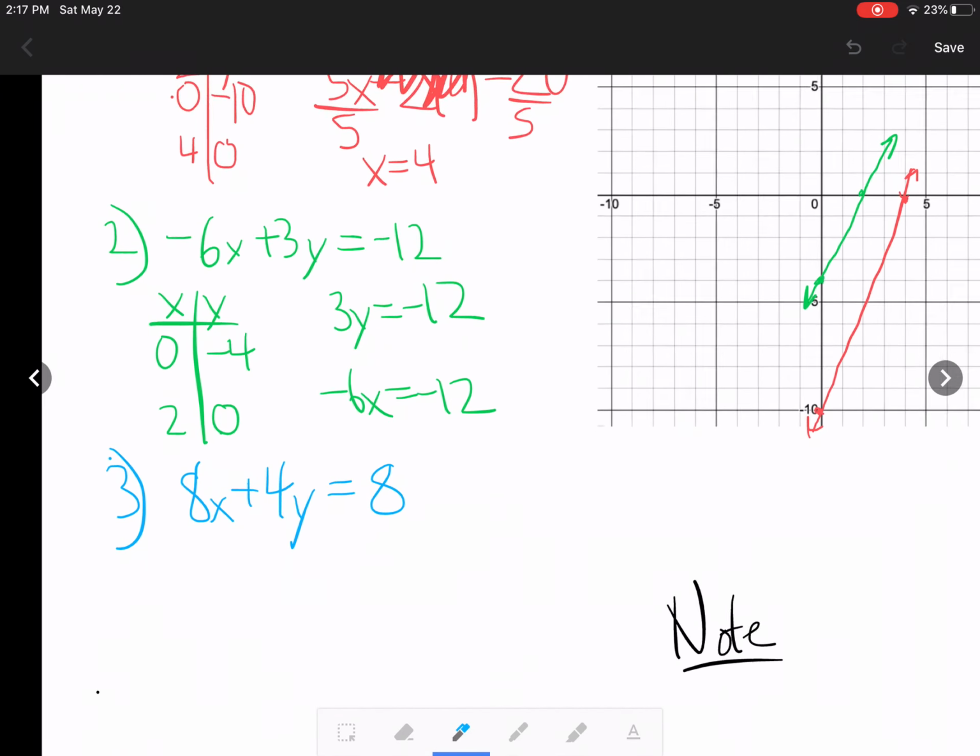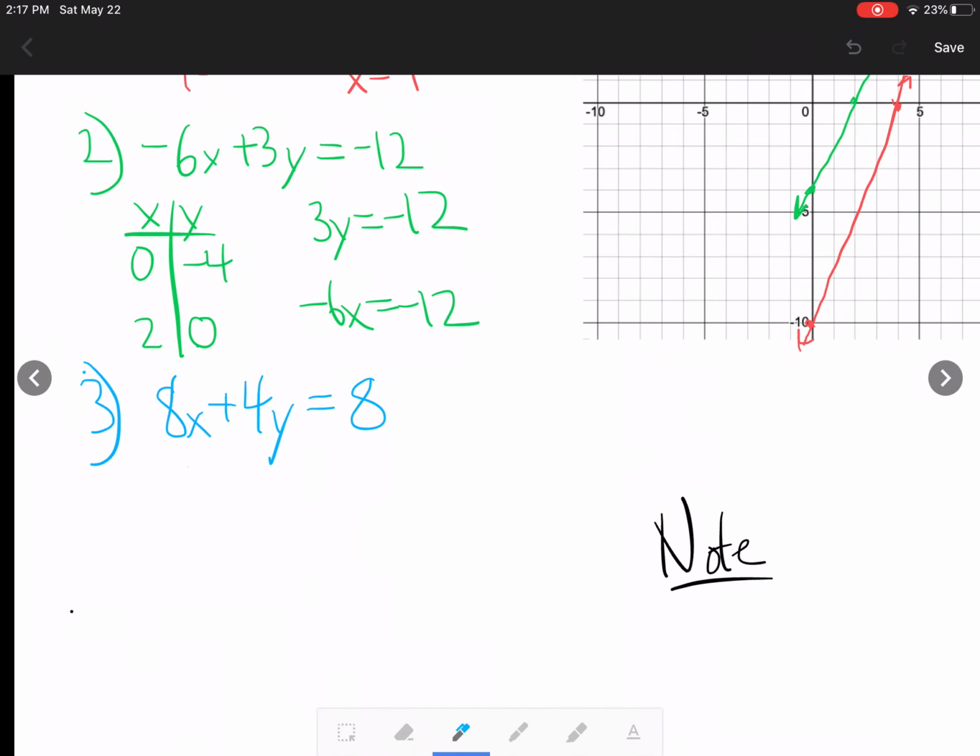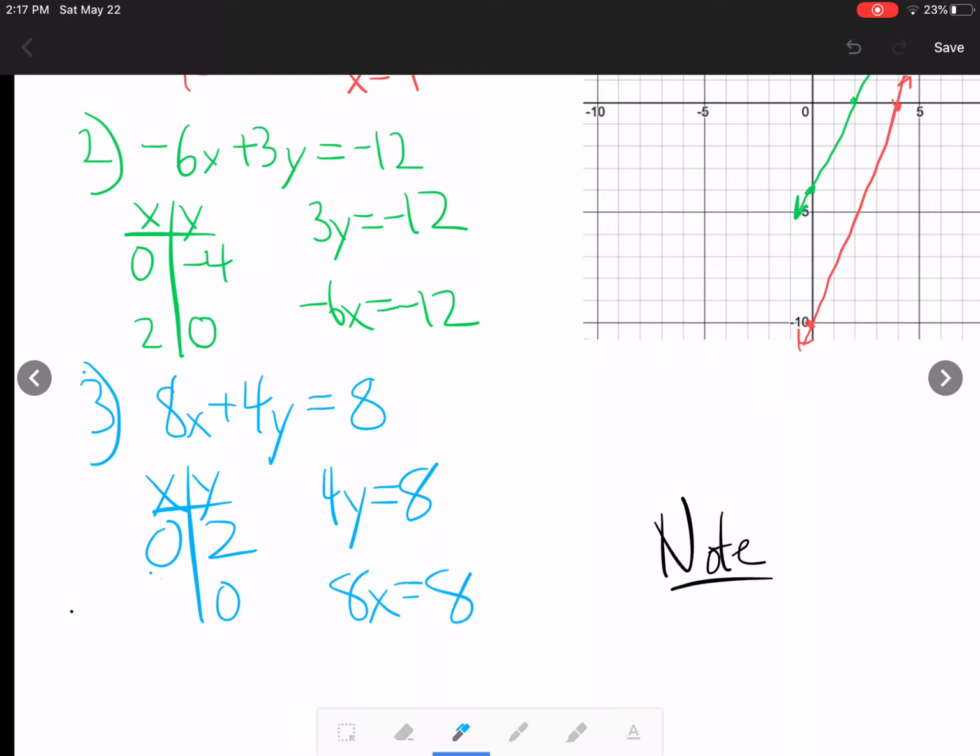All right, finally, let's do the blue one. Kind of show you a little bit of a curveball here. Not much of a curveball, but nonetheless. X and Y, and so 0, 0. When x is 0, the 8x is gone, so we're looking at 4y is equal to 8. So 4y equals 8, y would be 2. And here, it might just look a little bit weird when we put in 0 for y, but we're looking at 8x is equal to 8, we'll get 1.